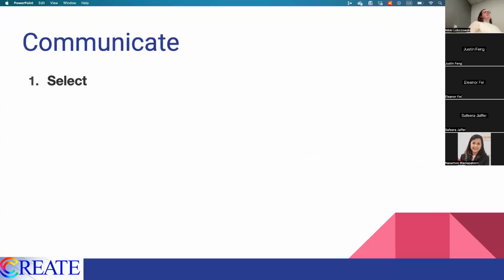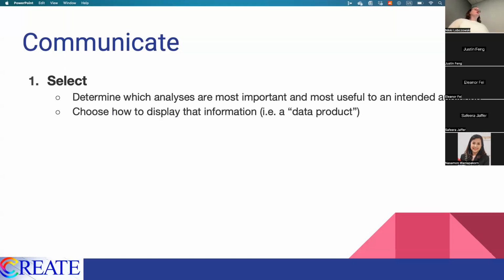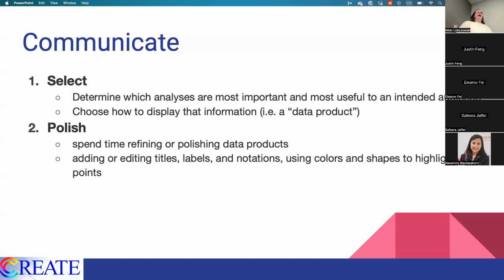And then the communicate. And so here you want to determine which analyses are the most important and most useful for your intended audience. Again, that should be based on your research questions. You want to choose how you display that information or a data product, and that could be a graph, a word cloud, etc. Then you want to polish. You want to spend time refining or polishing that, cleaning it up, adding, editing. Here's the fun part, all the labels, the notations, using the colors to highlight the different groups, etc.